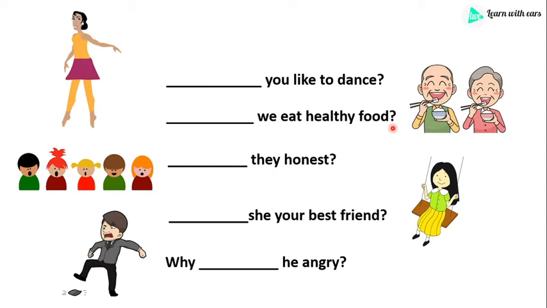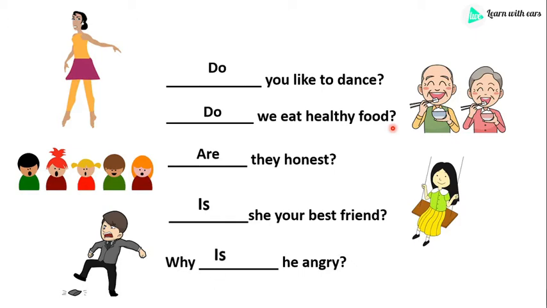So these are the questions and we have to put the correct word, okay? So, do you like to dance? Second question is, we eat healthy food. Do we eat healthy food? Now third, are they honest? Next, is she your best friend? And last, why is he angry?